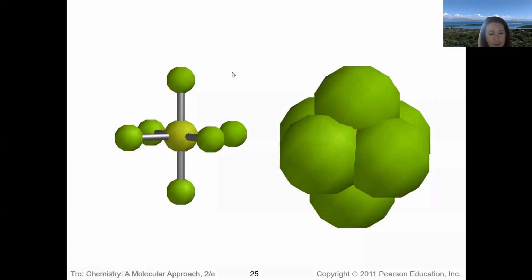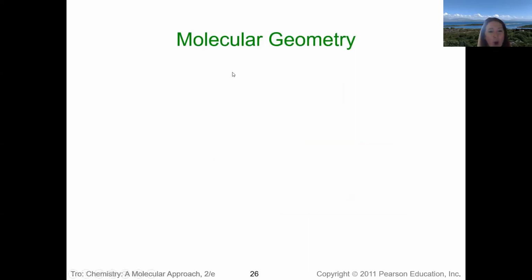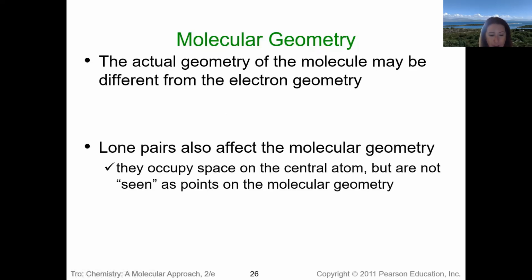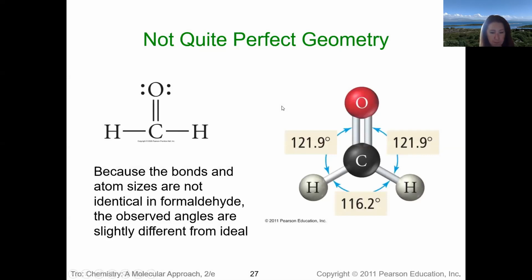Okay, now everything we've done so far is only bonded atoms. But what if there are lone pairs on our central atom? They occupy space. Lone pairs are literally negative charges, right? So they're going to occupy space. For example, here's our Lewis structure.